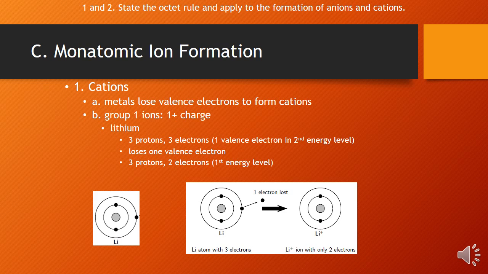Well, what that leads to then is we have an atom with 3 protons and only 2 electrons. There's 1 more proton than electron. So now we have an ion. We've gone from a neutral lithium atom, where we have the same number of protons as electrons. We lose an electron, and now we have a lithium ion. And notice the notation here.